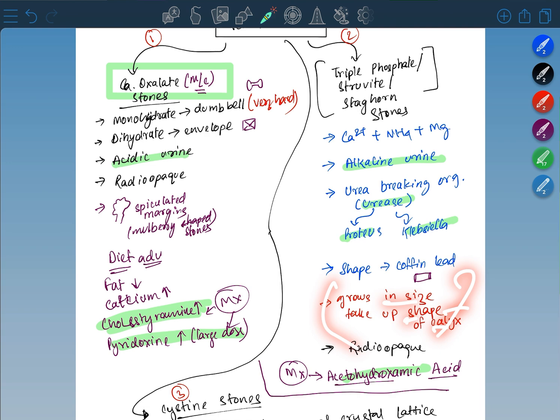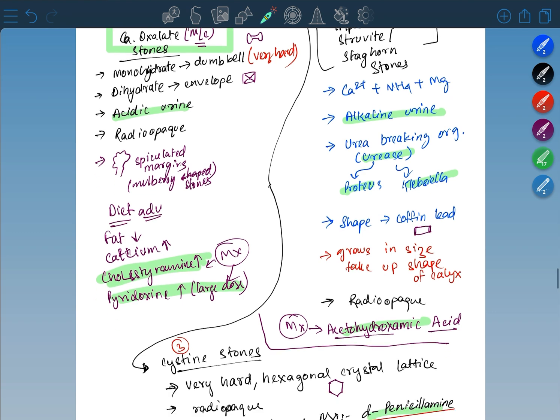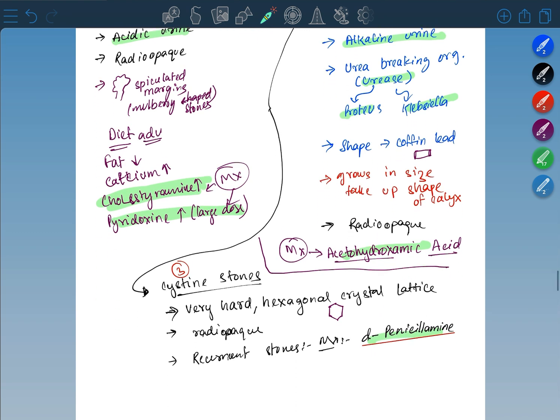They grow in size and take up the shape of the calyx. This is very important. They grow in size and take up the shape of the calyx in the kidney, and they are radiopaque. This was also radiopaque. The medicinal advice is acetohydroxamic acid. See how we will remember this. We will give acid. We will try to acidify it because it is formed in alkaline urine. So if we acidify, then the chances of these alkaline stones will decrease. So acetohydroxamic acid is suggested.